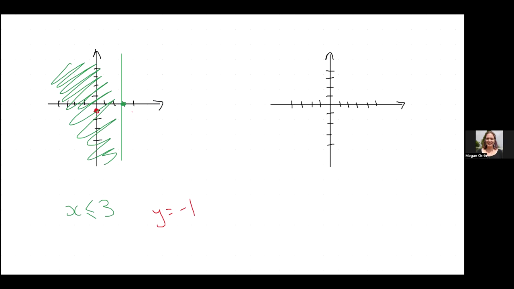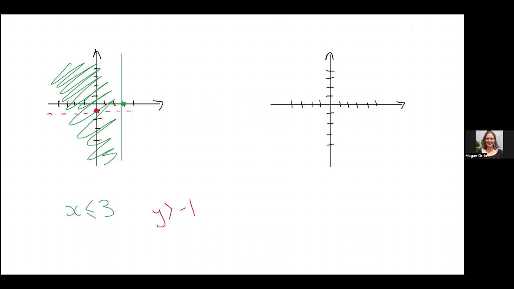Okay, so what if I change this symbol to y is greater than -1? There is a reason I erased this one and I didn't erase the other one. If you have a less than or equal to sign, you just draw a line. But if you have a greater than or a less than sign, you need a dotted line, because what you're saying is you're not allowed to include that value. So I'm not allowed to include -1. What I actually have to do is draw a dotted line.